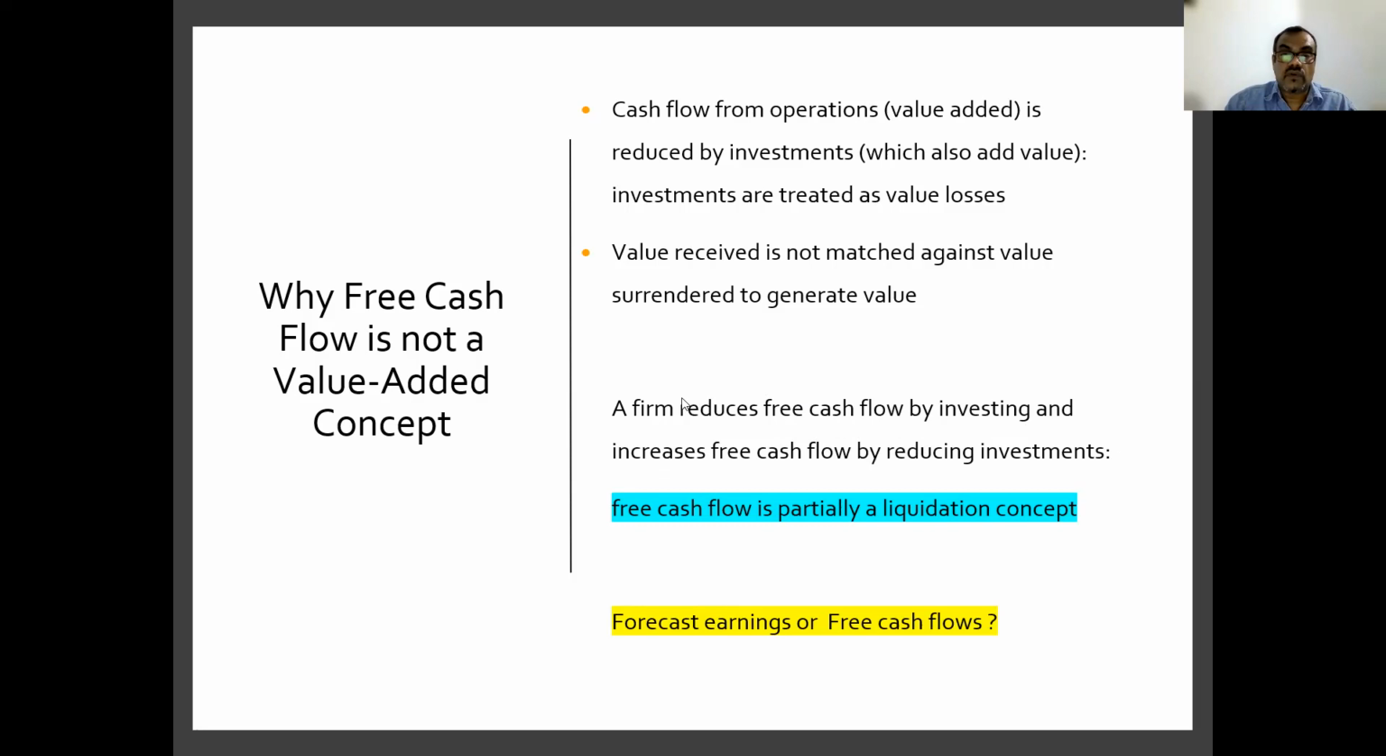So that stands only for 1 year. Over time, you would not be able to maintain that consistency. So free cash flow is partially a liquidation concept. In terms of the appropriateness of business valuation, if we can go for some other elements rather than free cash flow, that would be better. Why? Free cash flow is basically taken as a good concept for liquidation purposes. What are the alternatives? The other alternatives are earnings projection.